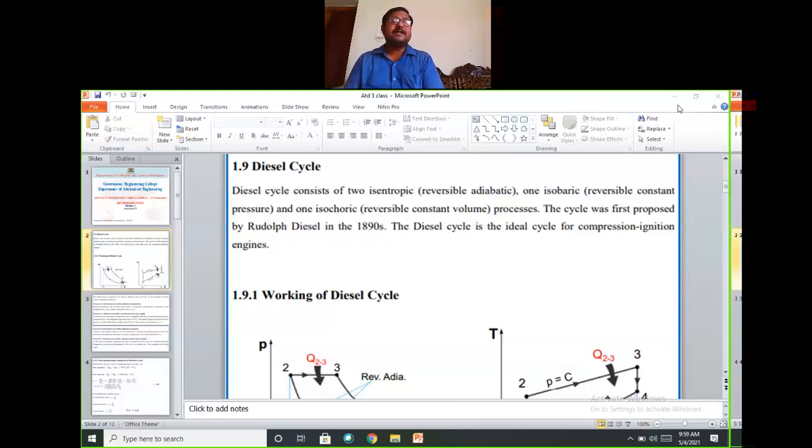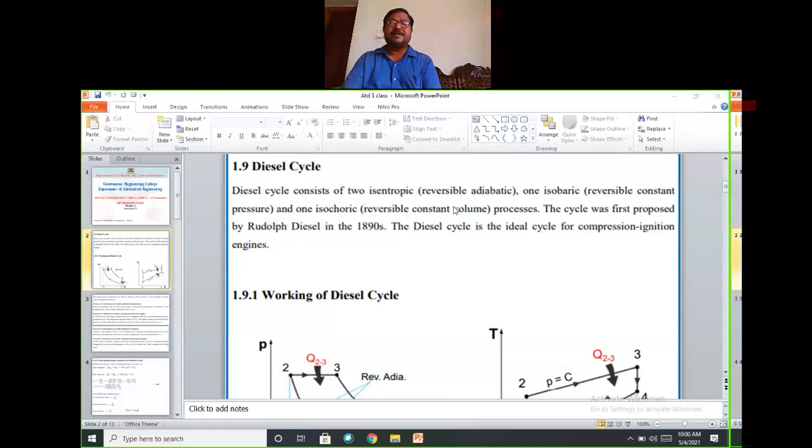I would like to highlight the previous Otto cycle in comparison to this diesel cycle. The Otto cycle is applied to spark ignition engines, as you all know. Instead of the spark ignition engine, there is one more category of engine, that is the compression ignition engine, or diesel engine, as it is called. The diesel cycle consists of two isentropic, also called reversible adiabatic, one constant pressure or isobaric, and one constant volume, also called isochoric.